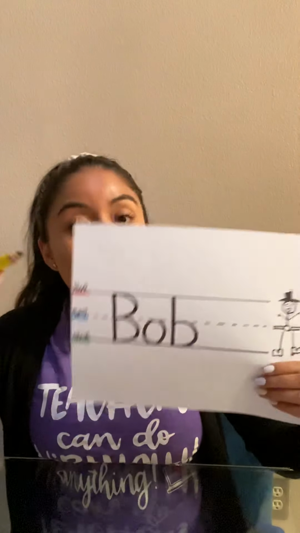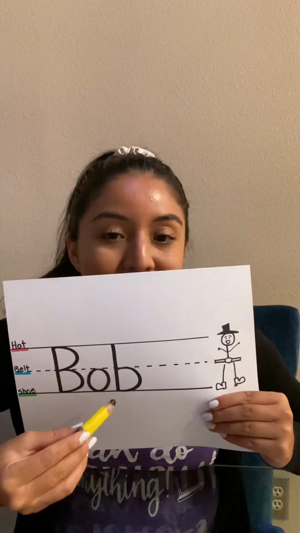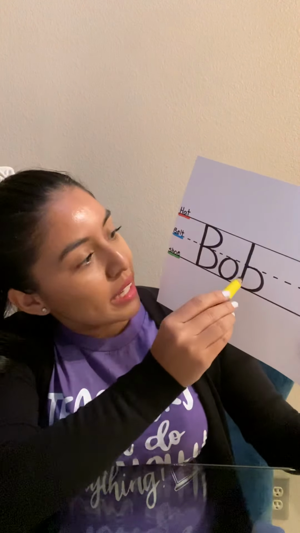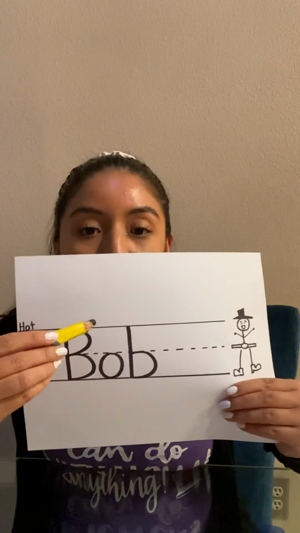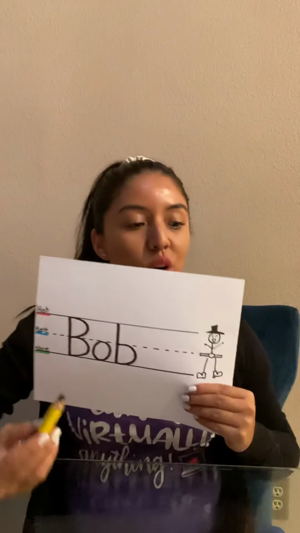But then it may get tricky, but it's important to show students that even though it's a lowercase letter, for example, like D or B, it's going to still touch the hat line and the shoe line as well. So I would use these strategies and these manipulatives to continue to teach my students. And I would use my sentence strips whenever it comes to now applying this hat, belt, and shoe line strategy.